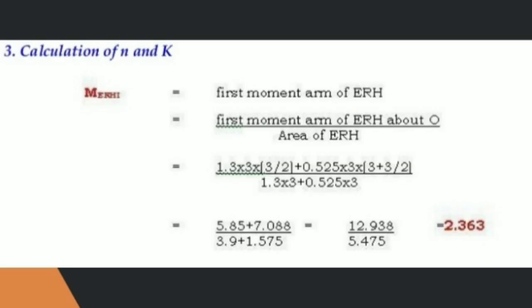Number 3: Calculation of N and K. MERH1 equals first moment arm of ERH about 0 over area of ERH, equals 1.3 times 3 times 3 over 2 plus 0.525 times 3 times 3 plus 3 over 2, over 1.3 times 3 plus 0.525 times 3, equals 5.85 plus 7.088 over 3.9 plus 1.575, equals 12.938 over 5.475, equals 2.363.